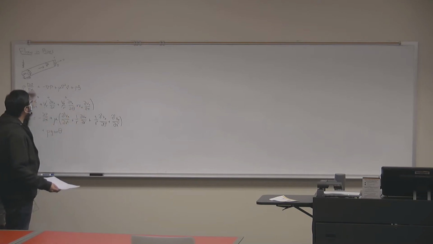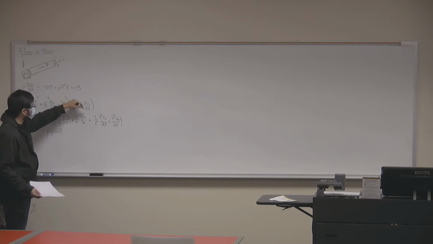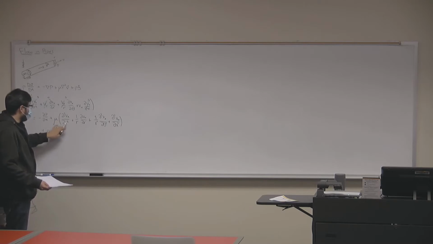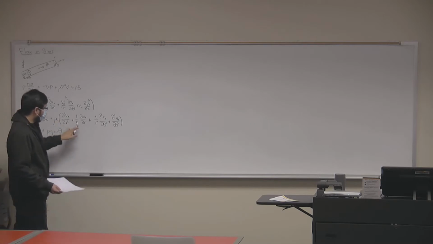And then we know that this is an infinitely long pipe. There is no change in velocity along the longitudinal direction, so this term went to 0. We do have a pressure term. We do have a change in velocity along the radial direction, so we do have this.